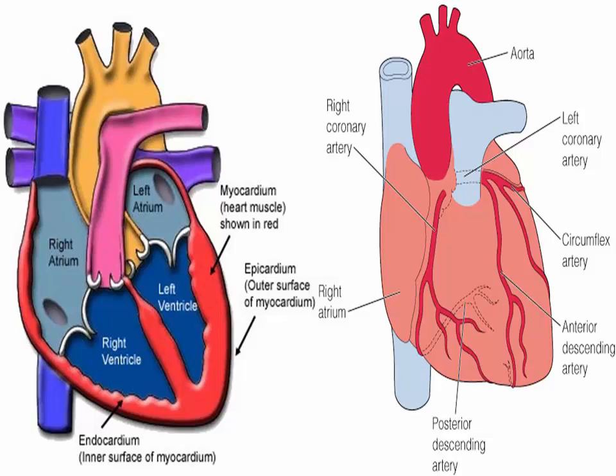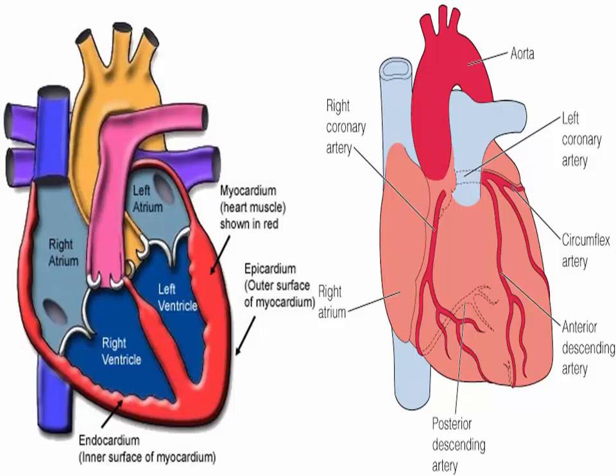The picture on the right shows the coronary arteries. It's important that you understand that the heart muscle is not nourished or oxygenated by the blood that it pumps. It has its own set of arteries that come off of the aorta that surround the heart and provide it with oxygen and nutrients that it needs.